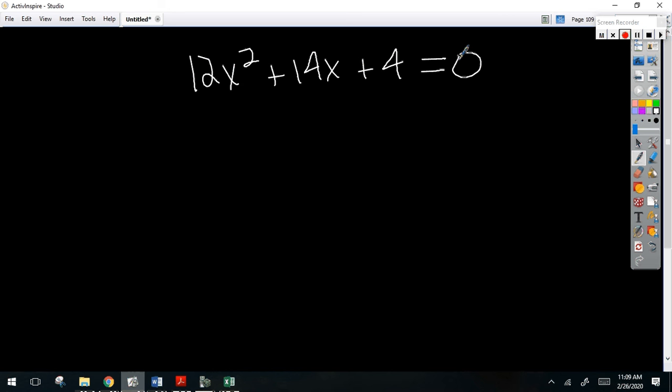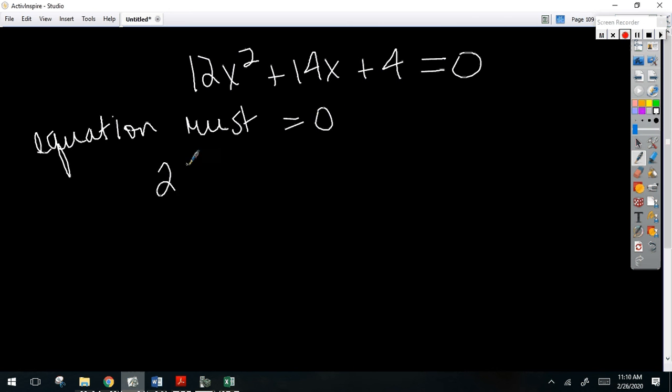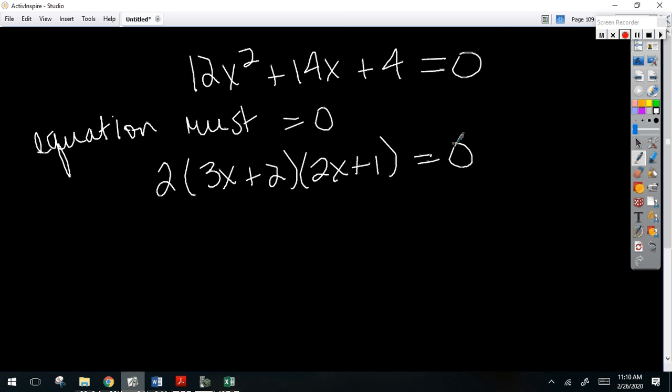We've already talked about how to solve this graphically. What would you do? I would plug it in on the calculator and find the zeros, right? But this is how we're going to work through solving it algebraically, one of the methods anyway. Once we factored this, notice that it must equal 0, just like when we were graphing. Once we factored this down, we had 2 times 3x plus 2 times 2x plus 1 equals 0, right?